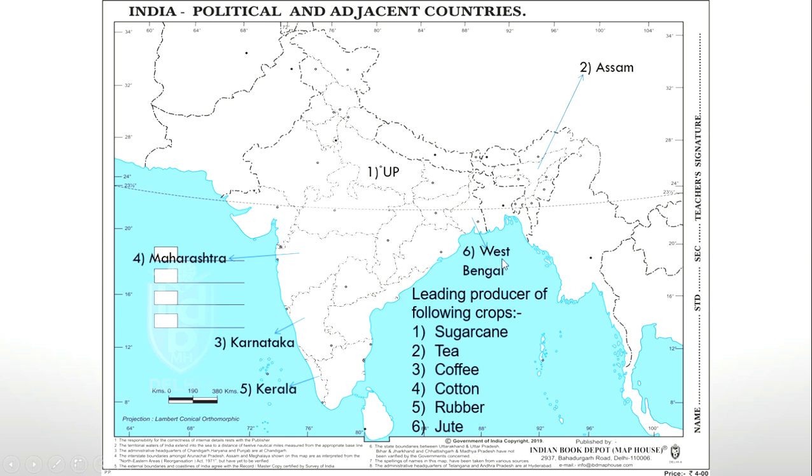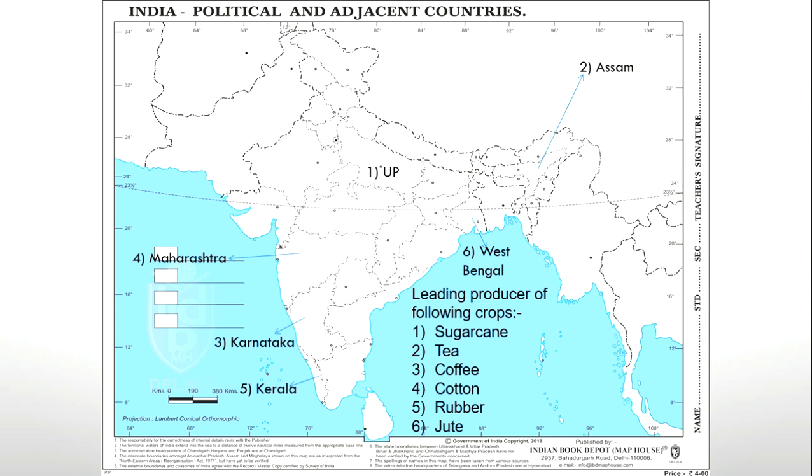You have to see that you'll be locating and labeling. So you have located the place which is the leading producer of jute, as well as you have to label it, that West Bengal is the state which is the leading producer. Remember, this is the correct way of doing the map work activity. So this was related to your map work activity of the agriculture lesson.